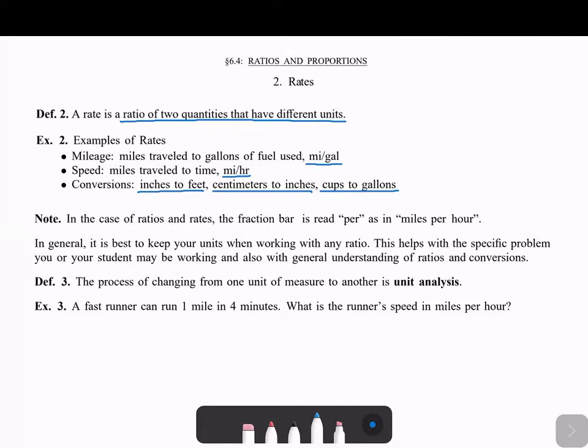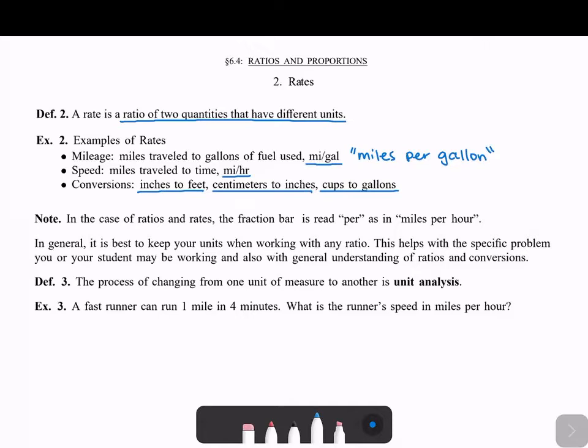Notice, even when I just said this, whenever we had miles and then the fraction bar and then gallon, I read this as miles per gallon. So whenever we have any type of rate, we always read this fraction bar as per. So how many miles per gallon, miles per hour, things of that sort.